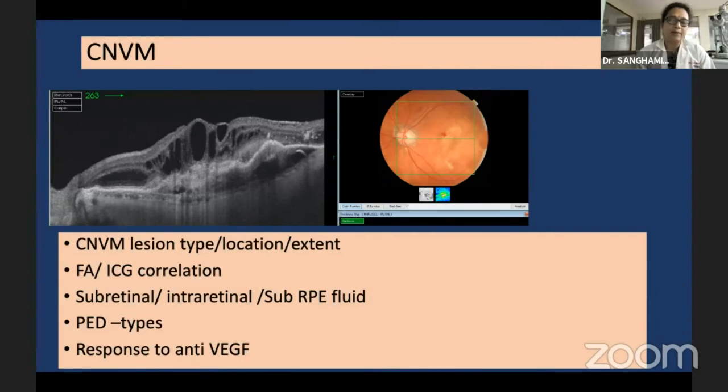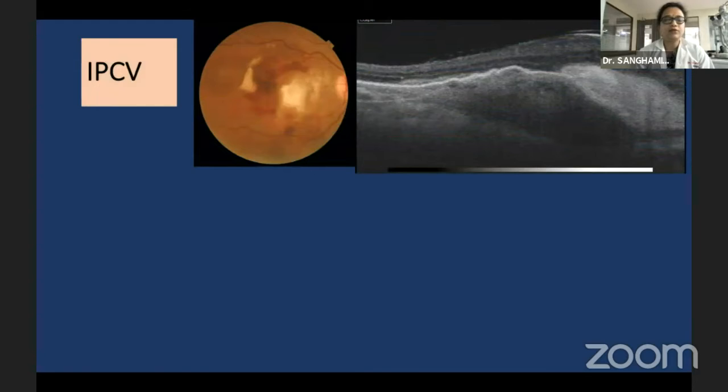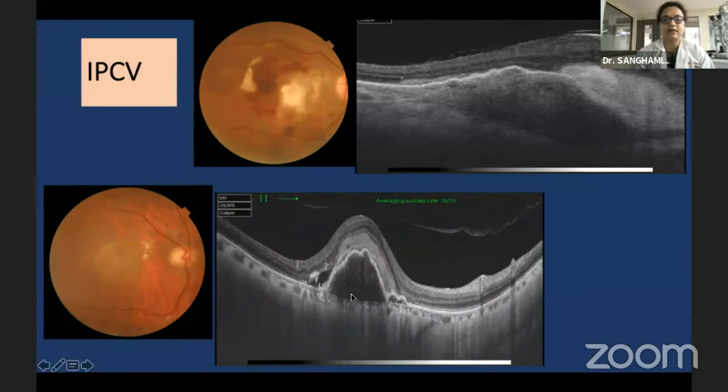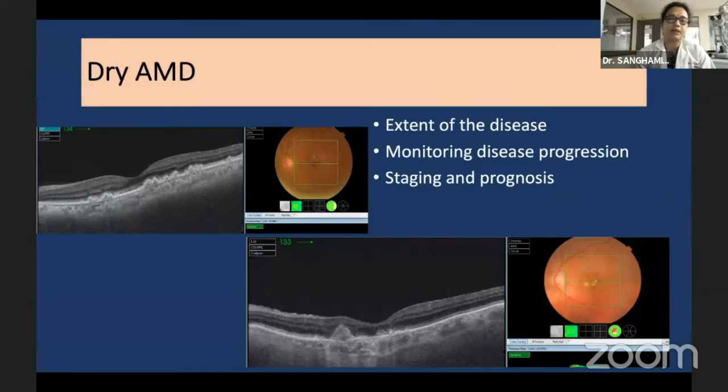It tells about the type of PED, whether it's a serous PED or a hemorrhagic PED, and the response to the anti-VEGF treatment. In case of idiopathic polypoidal choroidal vasculopathy, it tells us whether it's hemorrhagic, or in this case, there's a large PED with a double hump sign along with hemorrhages adjoining, which tells us that the patient needs a treatment.